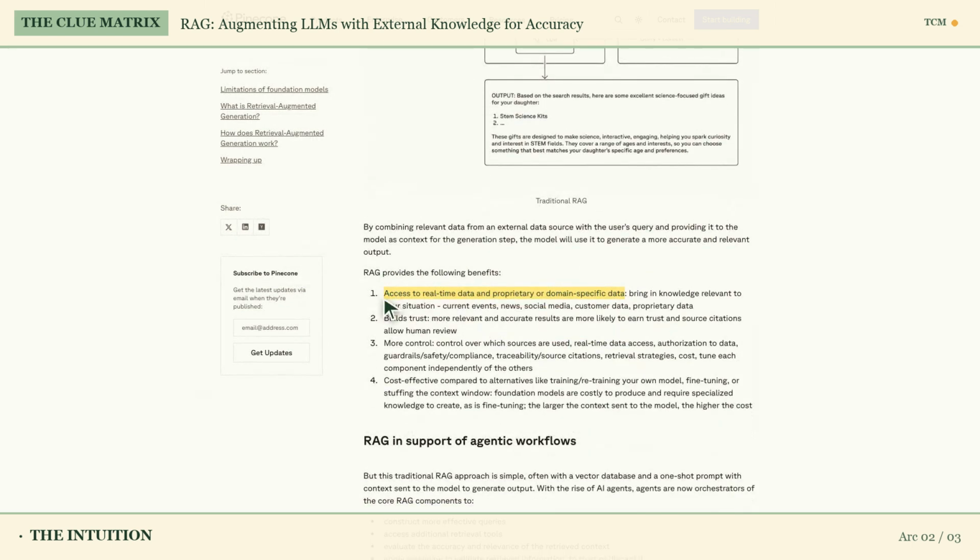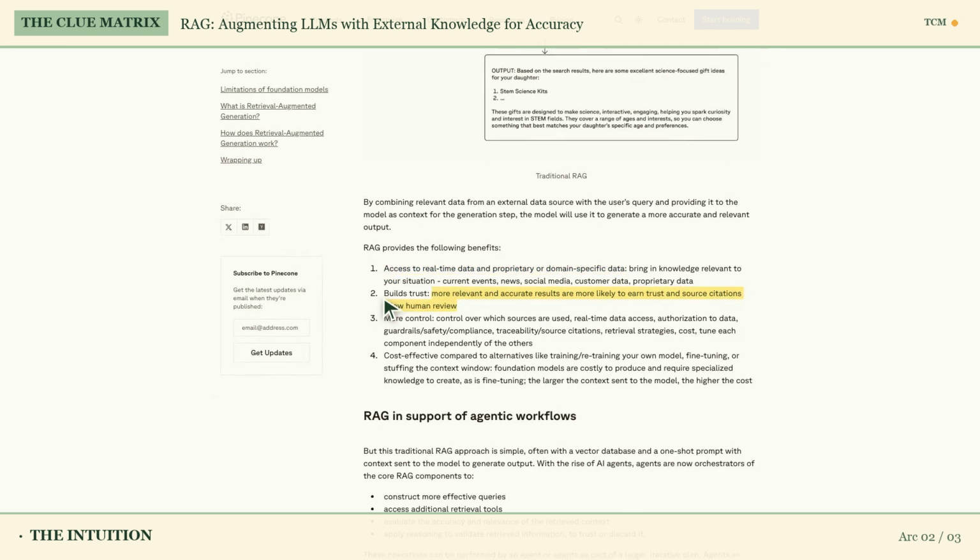One huge benefit is access to real-time data and proprietary or domain-specific data. This lets companies use LLMs on their internal documents, for instance. That's critical for business. They need models that understand their unique information, not just general internet knowledge.